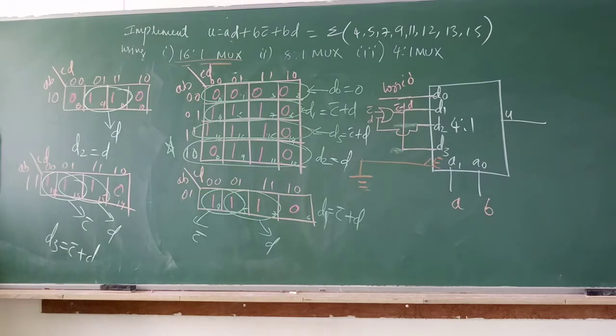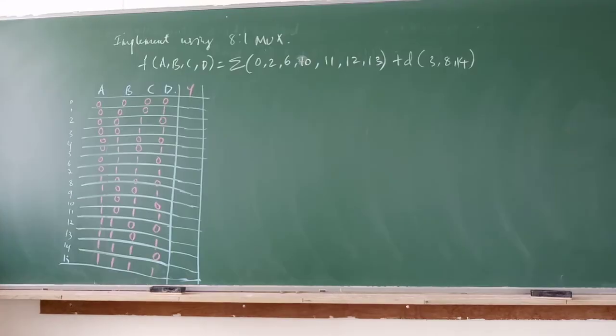Okay. So let us take down one more problem on multiplexer. Let us take down another function to implement using multiplexer. But look at the question. Here we have a don't care term. Correct? We have 3, 8, 14 as don't care.